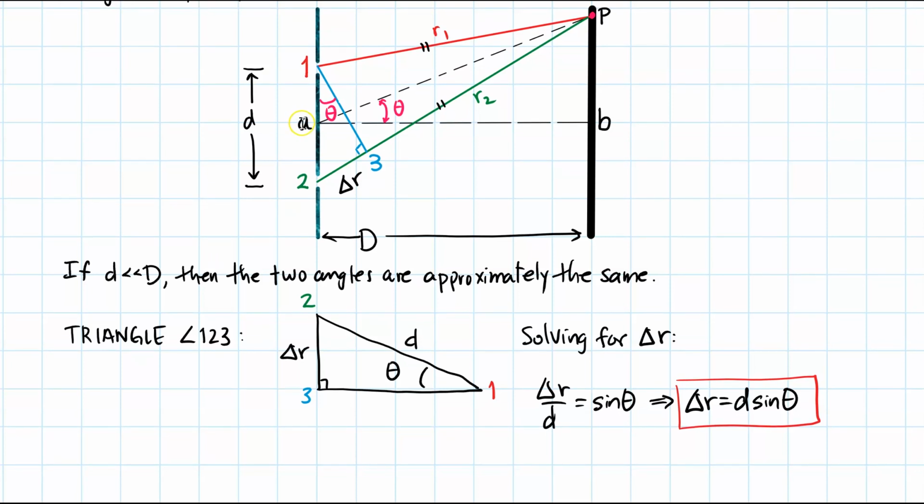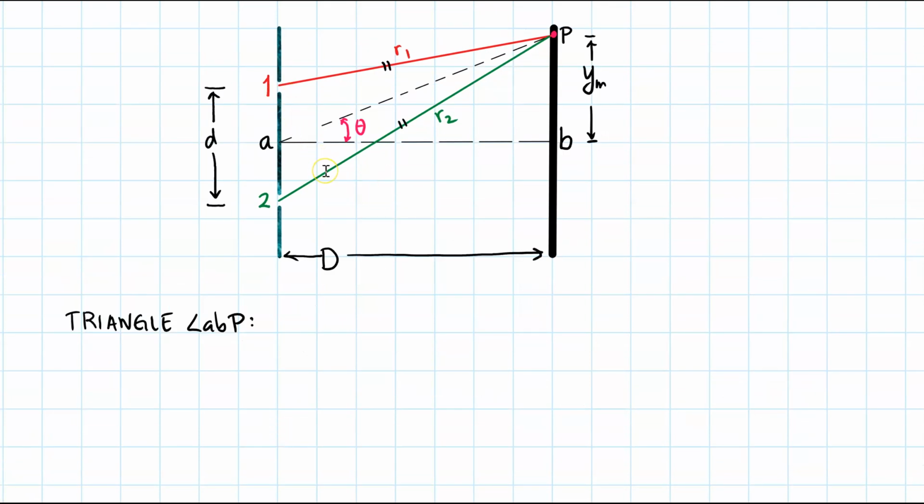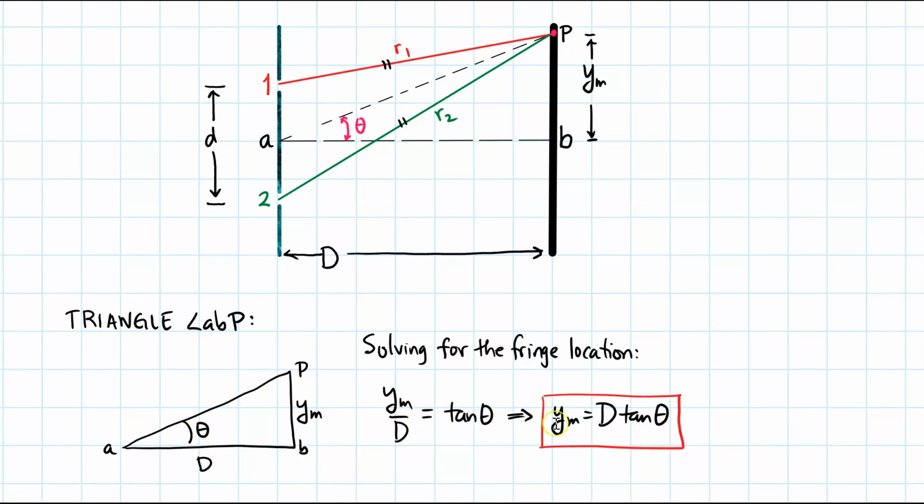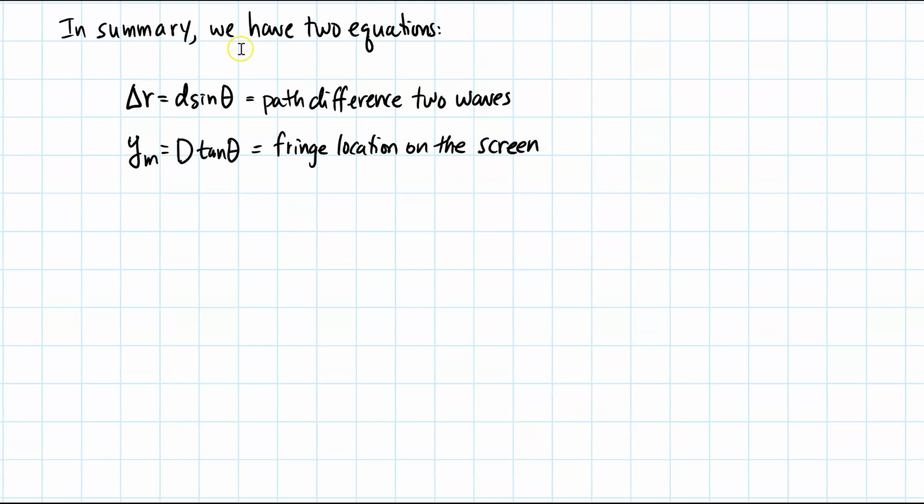Next, I'm going to go to triangle ABP. What you're seeing here is I removed the blue line here and I've added y of m. So it's clear that this triangle has a side of y of m and a length here of D. So if I solve for this triangle, it looks something like this. So I could solve for this length y of m, the location of the fringe, in terms of theta and big D. What I end up getting is that y of m is equal to big D times tan of theta.